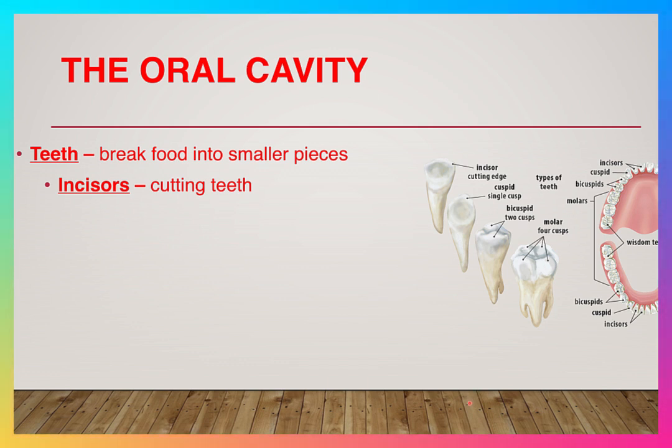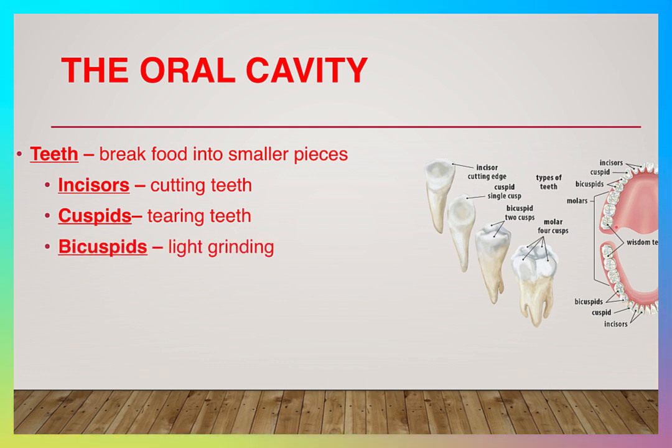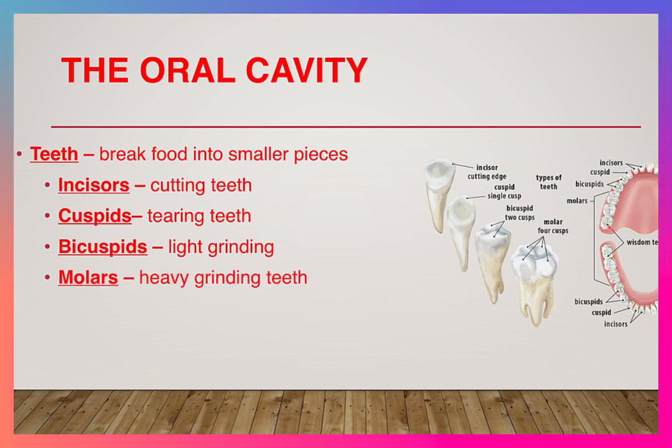In the front there are the incisors, which are the cutting teeth, which cut through food. The cuspids, which are the tearing teeth. And then the bicuspids, which do light grinding. And then the molars, which do heavy grinding and grind the food into smaller and smaller pieces.